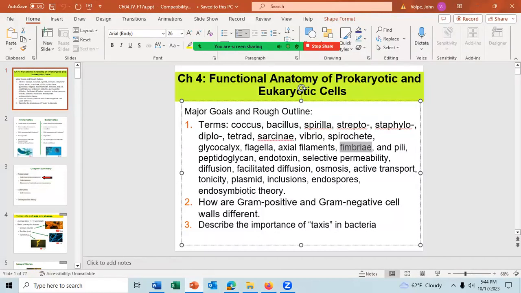So that's the only part of the eukaryotic cells that I promised we will talk about. Regardless if we have time or not, I will cover the endosymbiotic theory. So we'll end with that. In this overview, also know how gram-positive and gram-negative cell walls differ. So we'll talk about that in greater detail. And then three, describe the importance of taxis in bacteria. Any question about any of that?